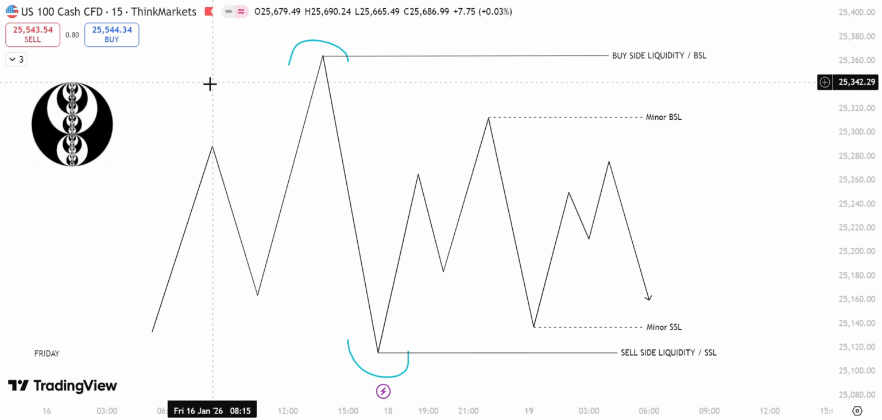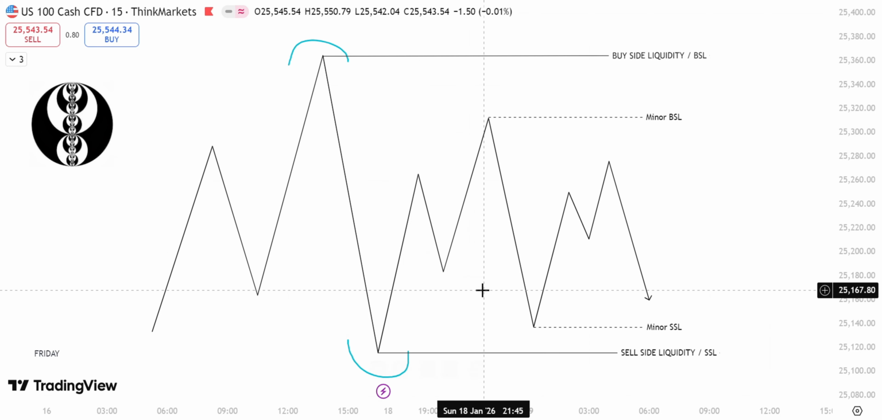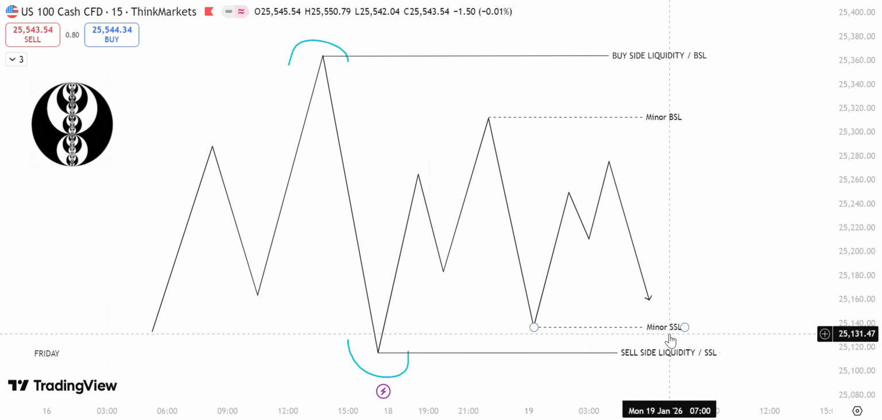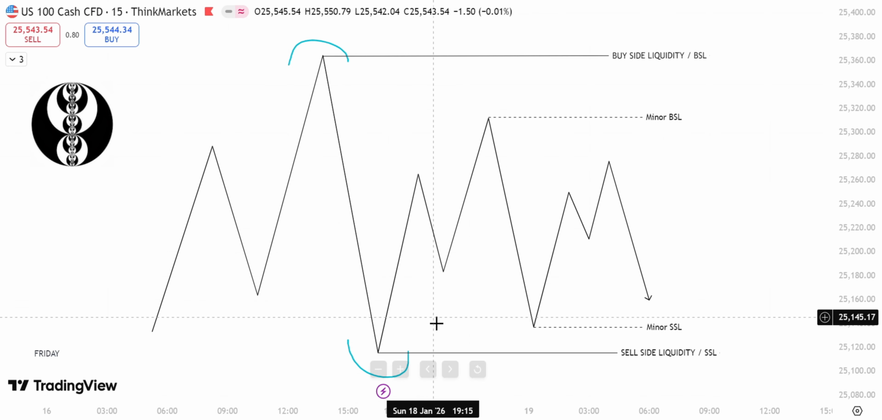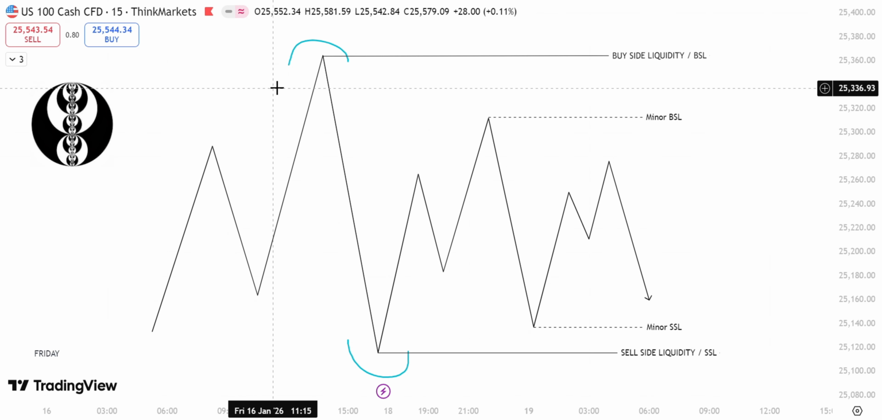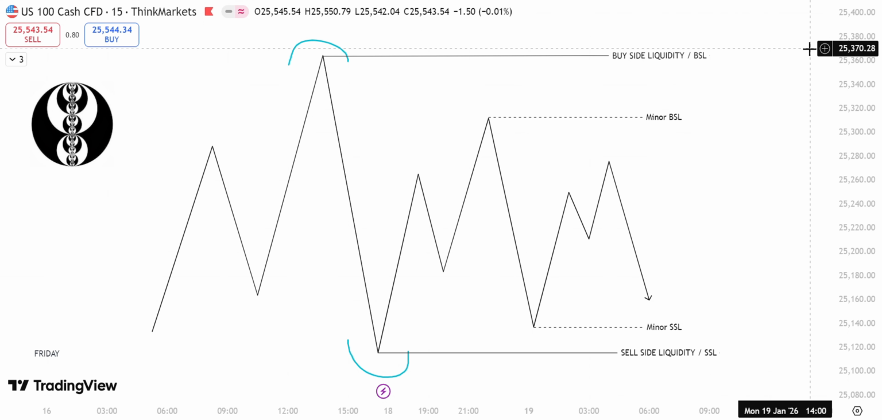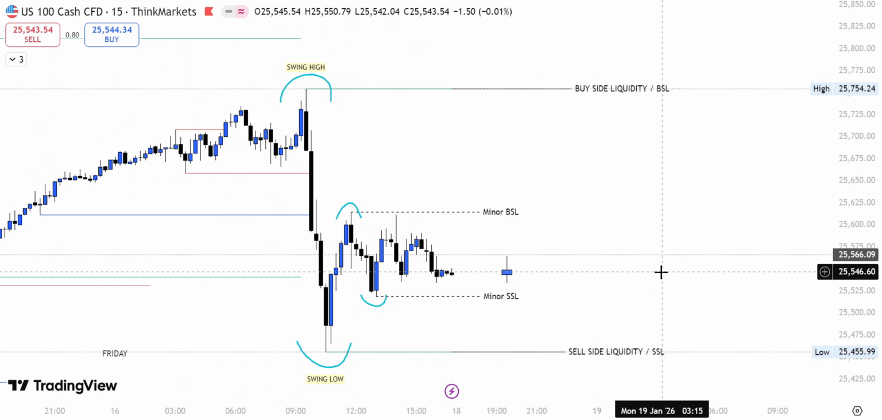Now, I haven't mentioned that swing highs and swing lows can be identified with forming the buy side and sell side. So when you identify the swing high and a swing low, you can mark out from that wick to that wick, and you can mark out your buy side and sell side liquidity. Now let's look into some examples.